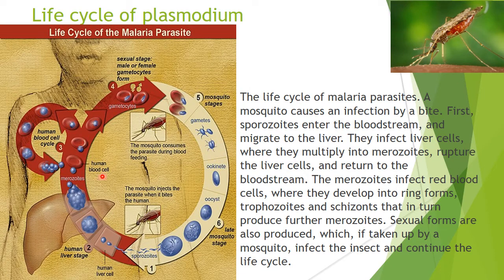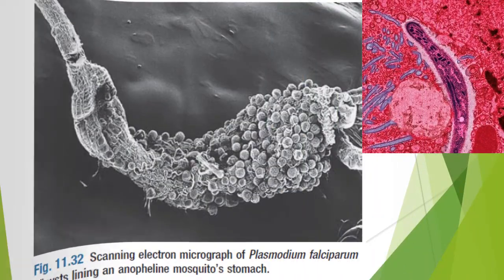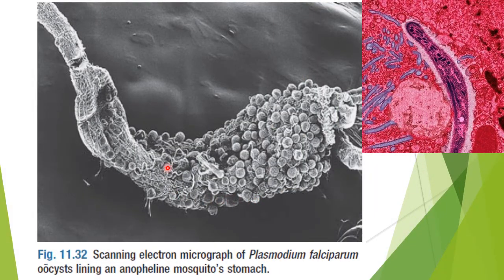So this is the same life cycle, shown a bit simplified. And that's the text. You can pause and read the text. It says the same things. So this is the electron micrograph of Plasmodium falciparum oocysts lining an Anopheline mosquito's stomach. This is a sporozoite.